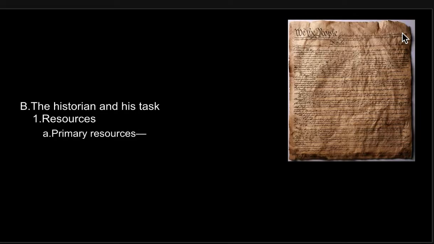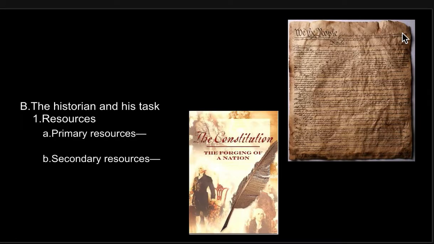Primary resources are those that are created during the time in which the event was happening, or in which a person is able to observe those with his own eyes. These resources are not something that are created after the fact. So primary, we'll come back and talk more about those a little bit later as well.